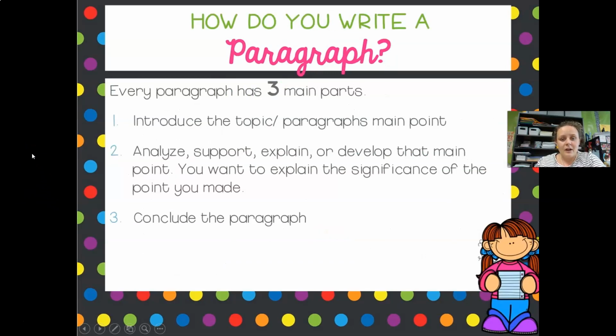So how do you write a paragraph? Well, there are three main parts you have to have. You have to have a topic sentence, also known as a main idea sentence, that makes the main point of your paragraph. Once you have your topic, which is one or two words about what the paragraph is going to be about, then you need to come up with a main idea sentence about that topic.